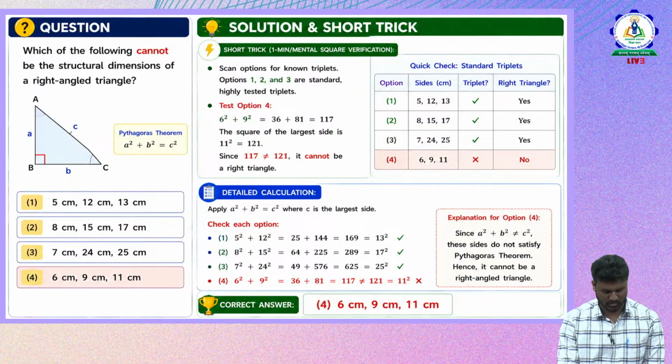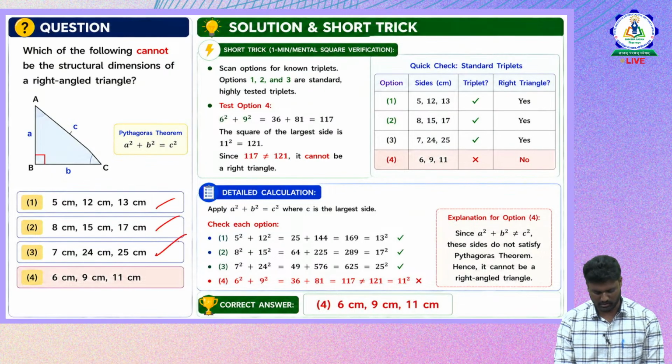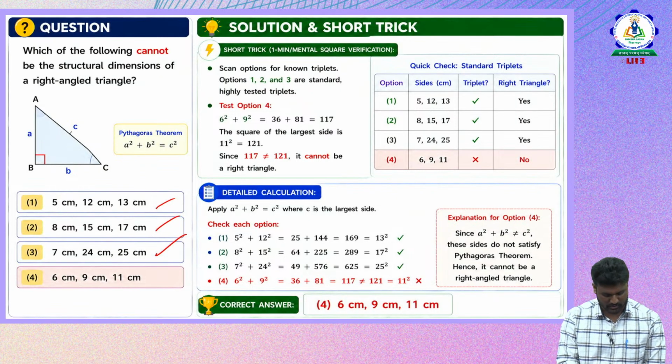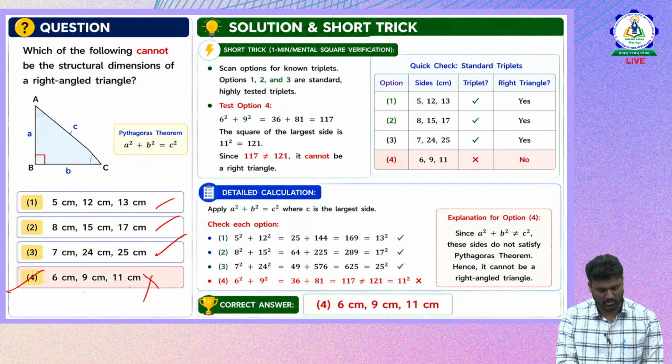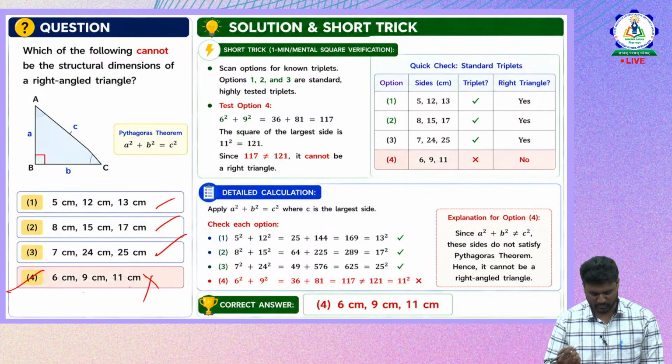If you see options 1, 2 and 3, all are Pythagoras triplets. 5, 12, 13 are Pythagorean triplets, 8, 15, 17 again are Pythagorean triplets, and 7, 24, 25 are Pythagoras triplets. Only option 4, 6, 9, 11, is not a Pythagoras triplet. Therefore, if you remember those, we can directly say that option 4 cannot be the structural dimension of a right angle triangle. Let us try to verify that.